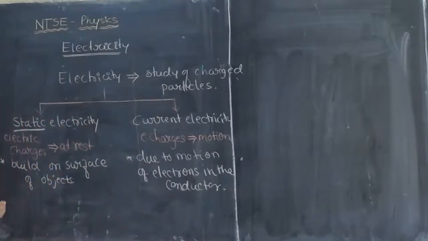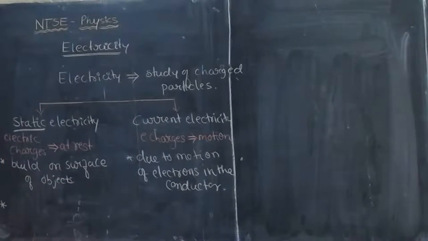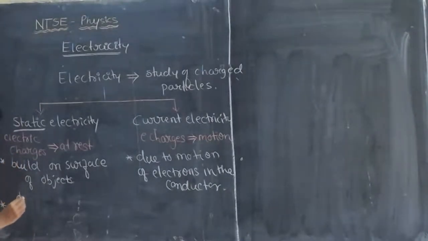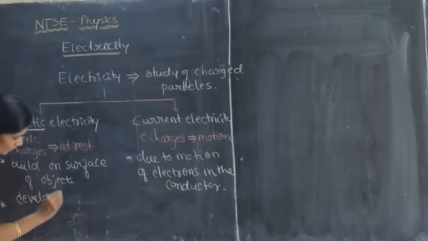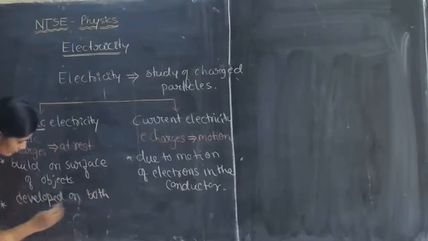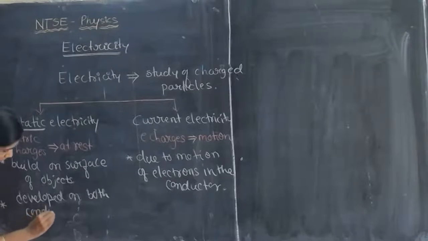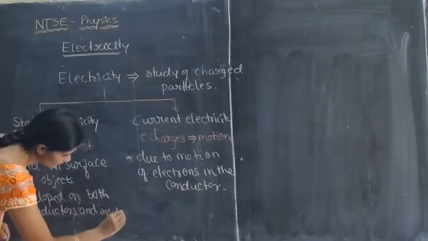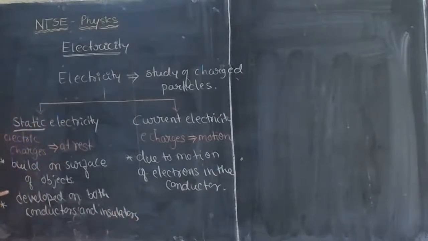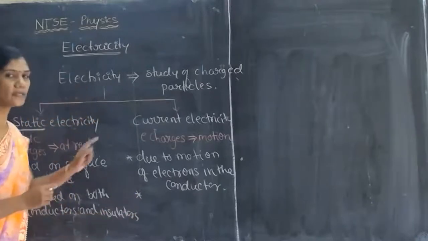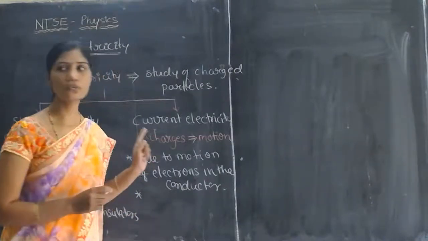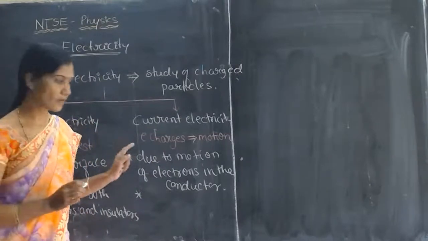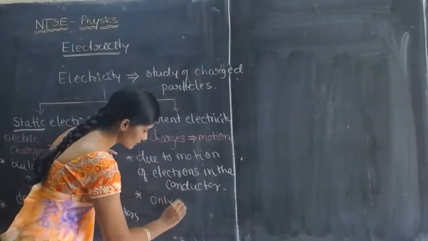Next, static electricity can develop on both insulators as well as conductors. It's a very important thing which you have to keep in mind. But current electricity is possible only in the case of conductors. It is developed only in conductors.